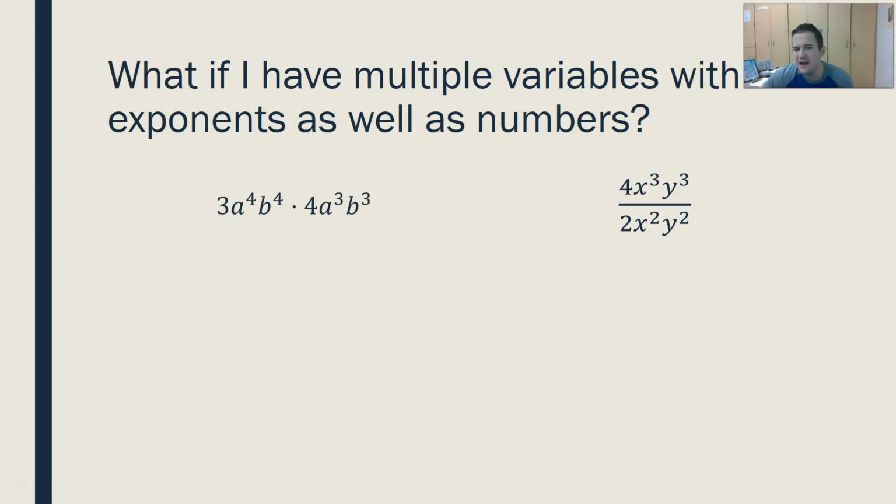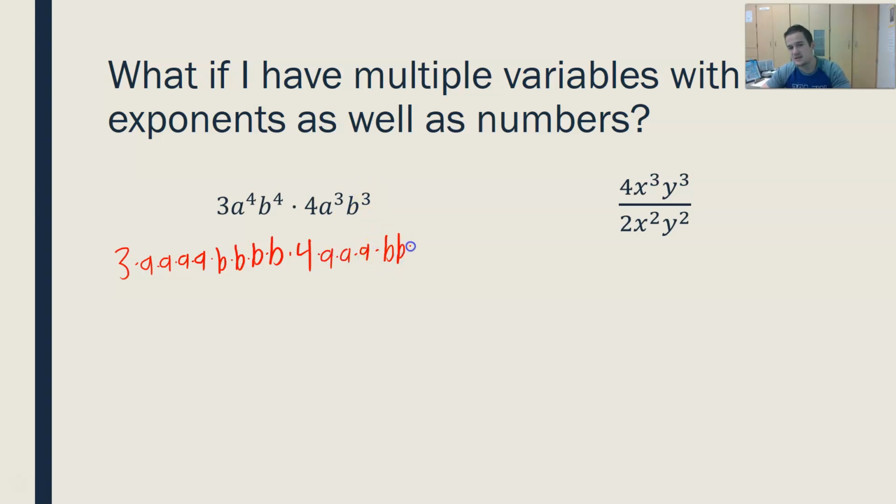So, what if I have multiple variables with exponents and numbers and lots of stuff going on? Well, the same principle is going to apply. Check this out. 3a to the fourth b to the fourth times 4a to the third b to the third. Well, I could also write that as 3 times a times a times a times a, 4 times b times b times b times b, 4 times 4 times a times a times a, 3 times b times b times b, 3 times.